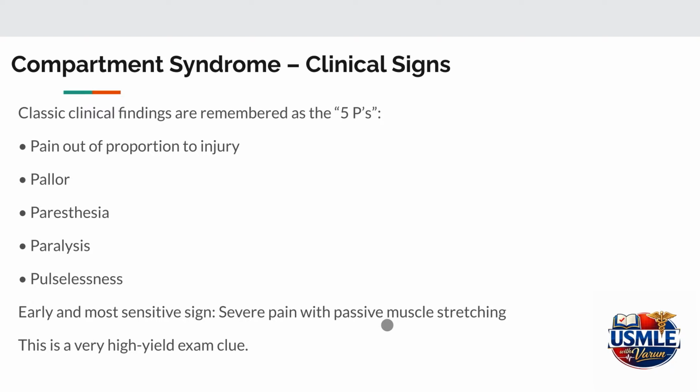The key clues in compartment syndrome include severe pain that is out of proportion to the injury, and pain that occurs with passive stretching of the muscles enclosed within the affected compartment. As the condition progresses, patients may develop numbness, weakness, and eventually loss of pulses. In exam questions, the most sensitive early clue is usually severe pain during passive movement of the affected limb.